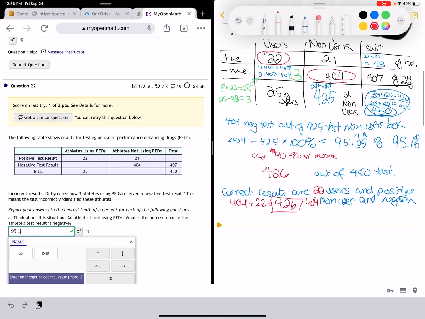So the math there is 426 divided by 450 times 100%. And we get 426 divided by 450. Nope, I did divide, I need times 100. And I have right now 94.66. I'm rounding to the 10th plus 1, so this becomes 94.7%.